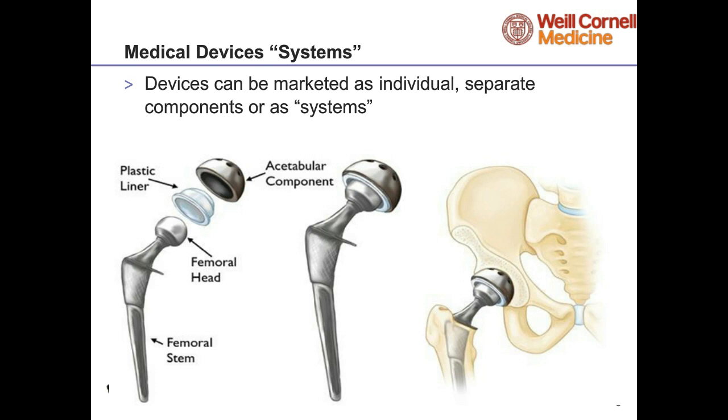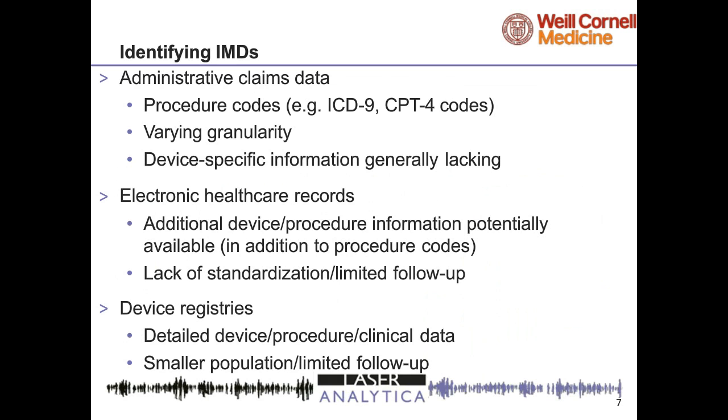So now let's talk a little bit about how we identify these implantable medical devices in data sources that are widely used to evaluate their performance in the real world. So you have administrative claims data, which are widely used for research. They're relatively inexpensive, and they generally represent large populations. But in terms of medical devices, one of the main disadvantages is that there's not a specific field generally in claims data for medical devices. You have to identify the implantation through the procedure code for the implantation of that device.